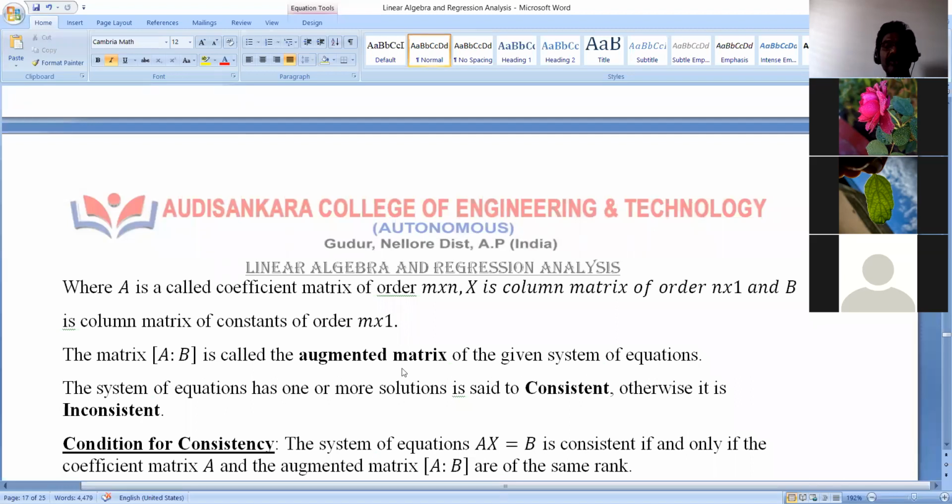Here, if you want to solve this system of linear equations, we have to come across two types of solution.